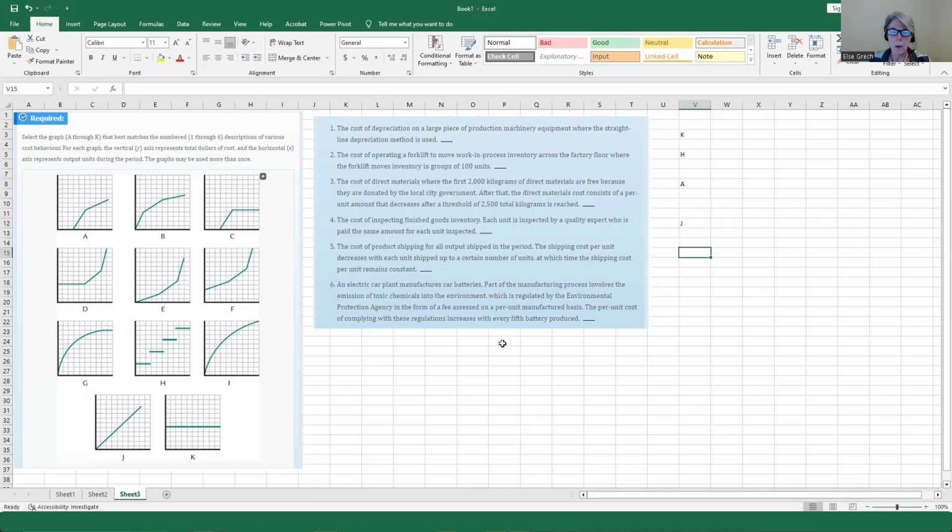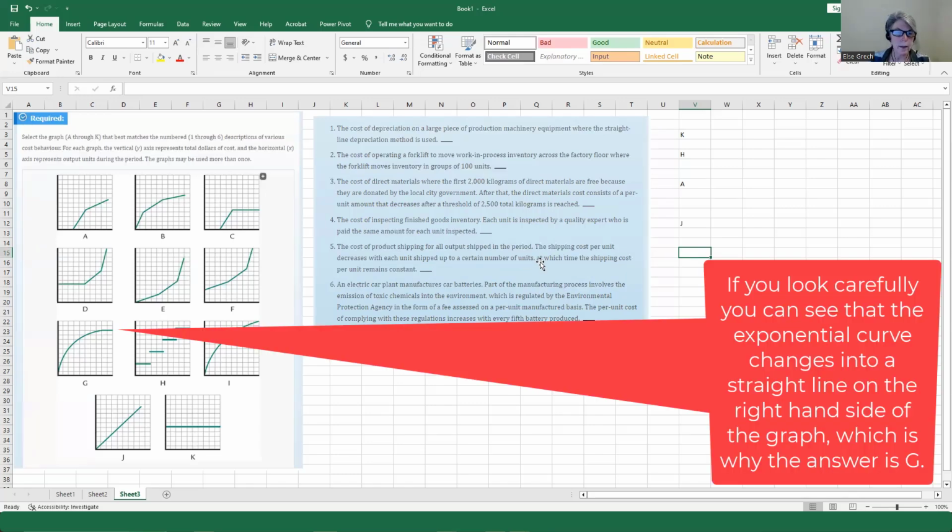Now, 5, the cost of product shipping for all output shipped in the period. The shipping cost per unit decreases with each unit shipped up to a certain number of units, at which time the shipping cost per unit remains constant. So let's just look at this again. Cost of shipping the product, shipping cost per unit decreases with each unit shipped up to a certain number of units, after which the cost of shipping is constant. So looking at this, we've got G. Yeah, I think the only one we can say is G.